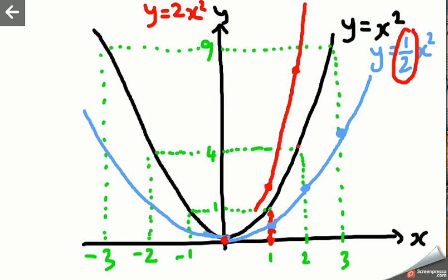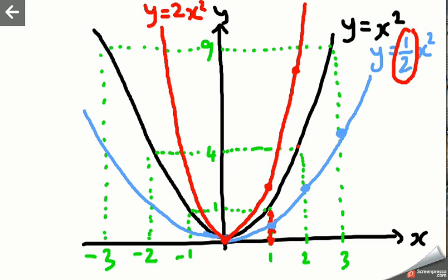So that's what our parabola is going to look like for y equals 2x squared. And similarly, it's going to be a reflection on the other side, because when you square a negative number, you still get a positive, so it may as well have been positive to begin with. Okay, so that's the parabola y equals 2x squared.